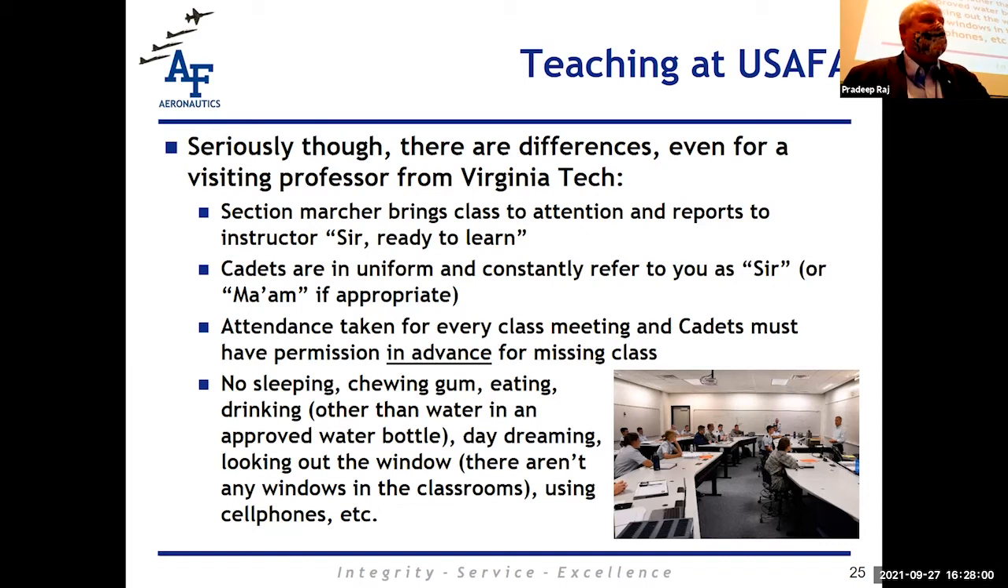Attendance for every class, they're supposed to be at every class. And if they're not, they're supposed to have an excused reason for not being there before class starts. In the classroom, they can't sleep, chew gum, eat, drink other than water from an approved water bottle, daydream. They can't look out the windows. One reason is there are no windows in the classrooms at the academy. And they can't use cell phones. Essentially they're just supposed to listen and take notes.